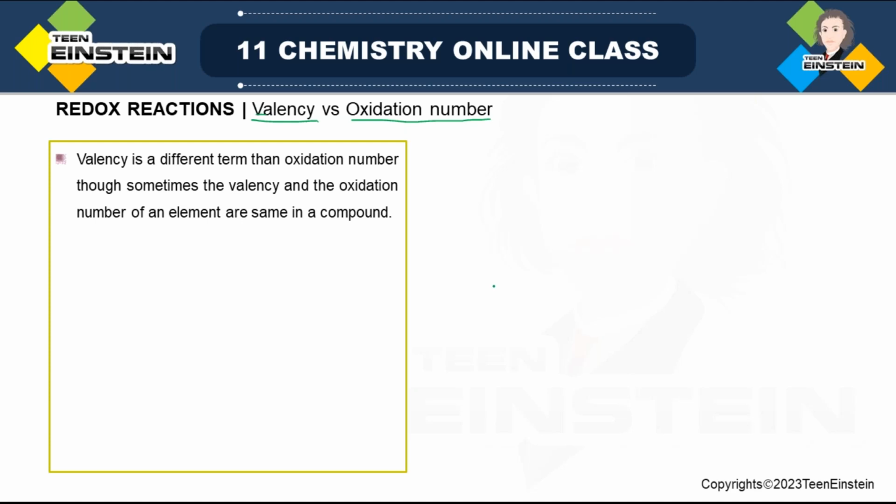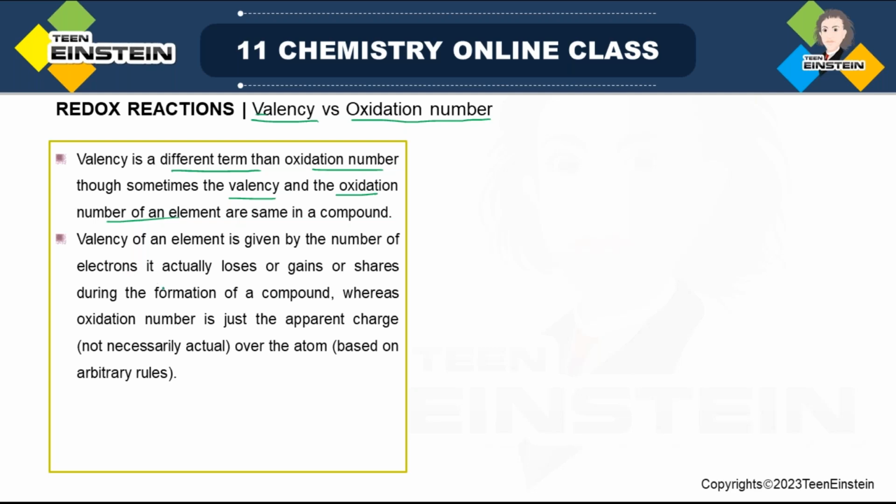Sometimes these two may be the same. The value may be the same, but that doesn't mean that these two are actually the same. They have different purposes, and we should not use these terms for the same purpose. So valency is a different term than oxidation number, though sometimes the valency and oxidation number of an element in a compound may be the same, but that is not compulsory.